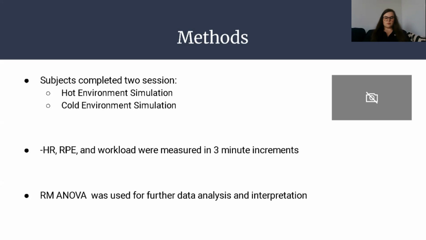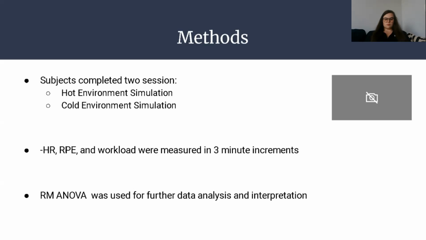The subjects then walked on a treadmill starting at low intensity and gradually increasing to moderate intensity throughout the span of the exercise phase. And during this exercise, heart rate, workload, and RPE, or rate of perceived exertion, were measured prior to exercise and then every 3 minutes during until a maximum of 18 minutes, and then again 3 minutes post-workout in both simulations.